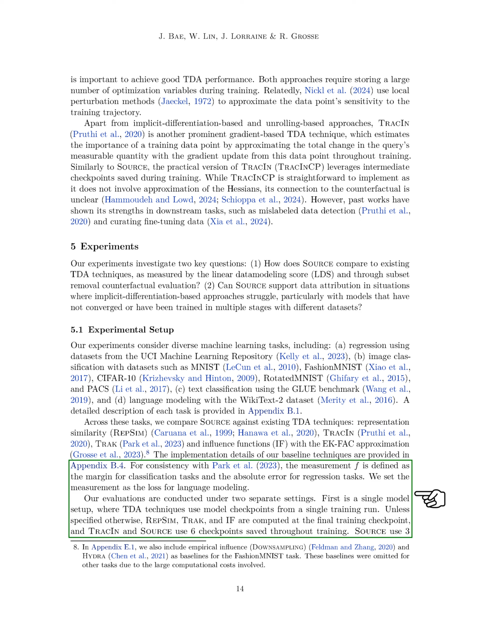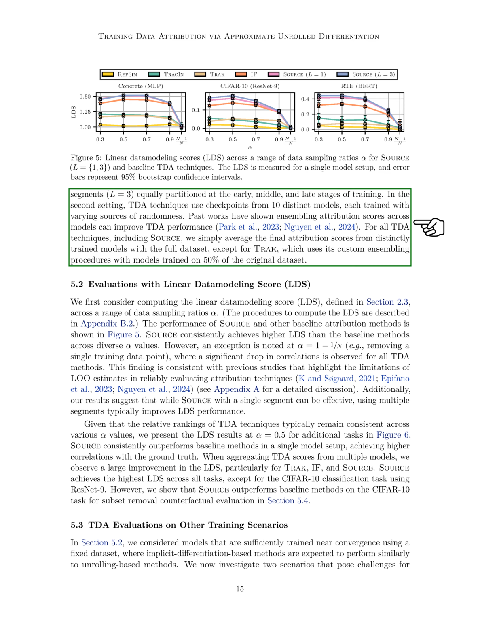We conduct evaluations in two settings. In the first setting, TDA techniques use model checkpoints from a single training run. Source uses 3 segments equally distributed at different training stages. In the second setting, TDA techniques use checkpoints from 10 different models trained with varying randomness sources. Ensembling attribution scores across models can enhance TDA performance.